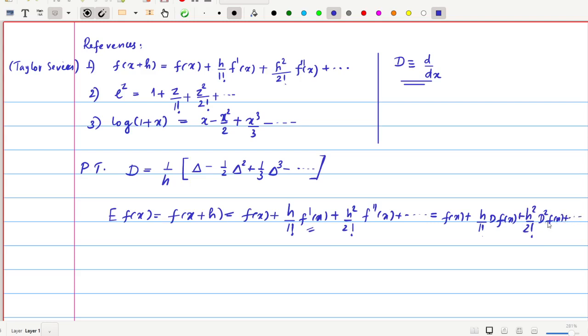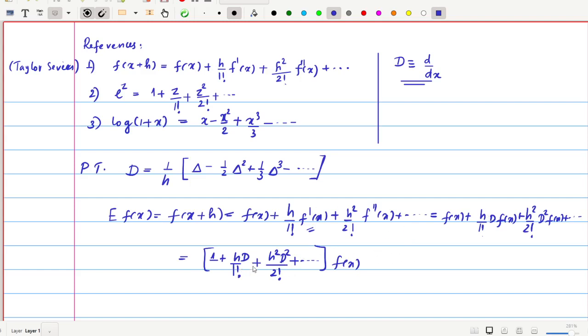So this D square f of x is d square by dx square of f of x, that is the second derivative of f. Now you write this as equal to 1 plus hD by 1 factorial plus h square D square by 2 factorial plus etc. of f of x. When you apply this operator to f of x, you get the first term as f of x, the second term will be h by 1 factorial times D of f of x, that is f dash x, and so on.